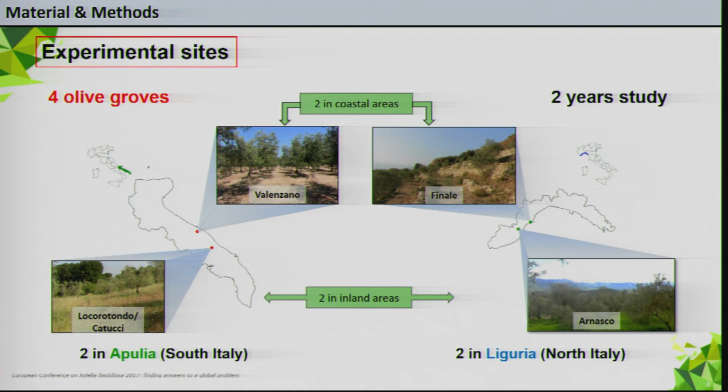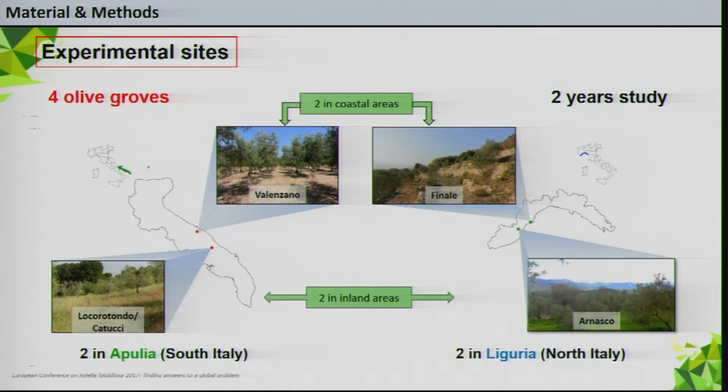So the study was carried out on 4 olive groves per 2 years in different Mediterranean regions of Italy, in the north and in the south. In the south, the Apulia region has a hot summer Mediterranean climatic condition, whereas Liguria has a warm summer climatic condition, so it's a little bit different.